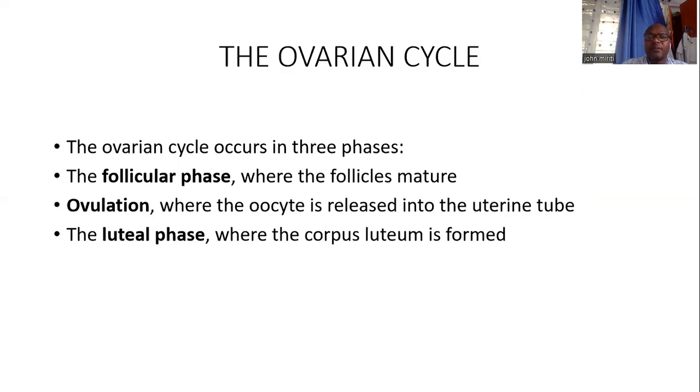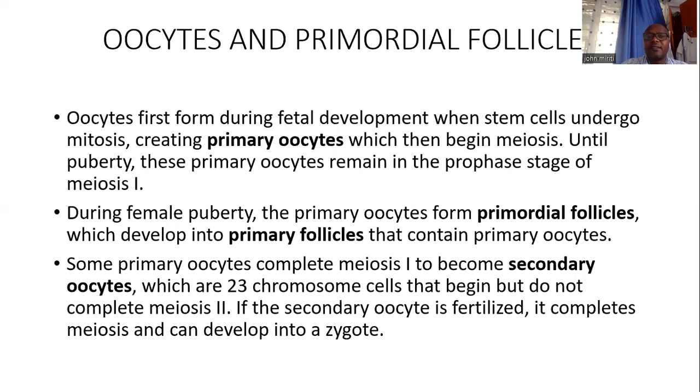So, the ovarian cycle occurs in three phases. The first phase is the follicular phase. This is where the follicles mature. The second phase is ovulation. This is where the oocyte is released into the uterine tube. And the third phase is the luteal phase, where the corpus luteum is formed. So let us look at oocytes and primordial follicles.